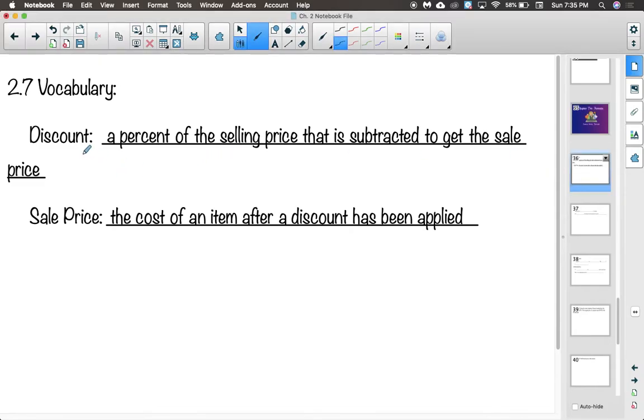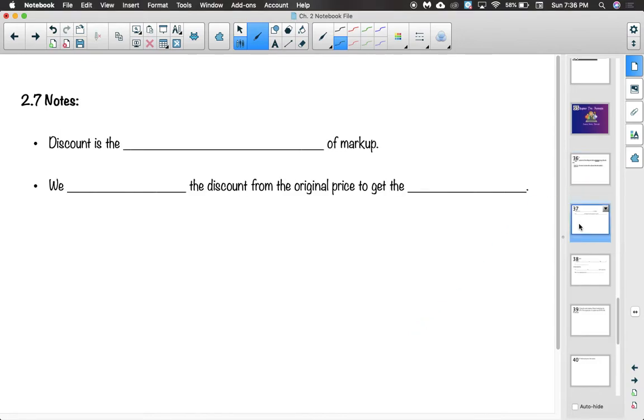We have discount. Discount is a percent of the selling price that is subtracted to get the sale price. And this new word here is sale price. Sale price is the cost of an item after a discount has been applied. So if something originally costs $100 and we apply a 20% discount, now it costs $80, and $80 is the sale price. Okay? Discount is the opposite of markup.